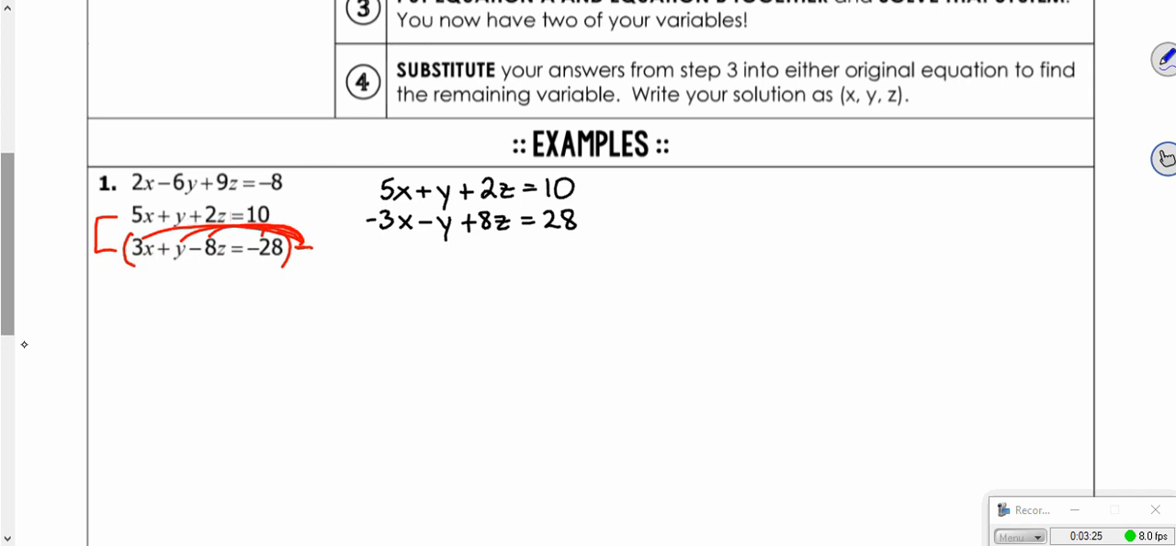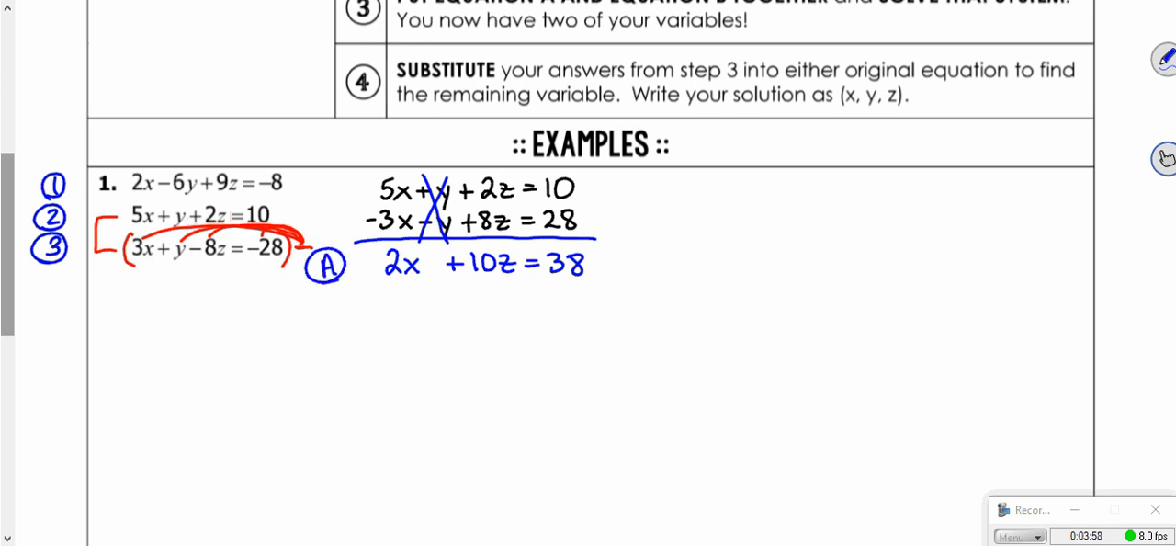Now, let me go back. I'm going to number these equations. This is equation 1, equation 2, and equation 3. So we used equation 2 and equation 3 here. I just rewrote. Now, if I add these up, again, what happens to my y's? My y's cancel out. So I end up with 2x plus 10z equals 38. Okay, that is my new equation A. That's what they referenced in that first step.